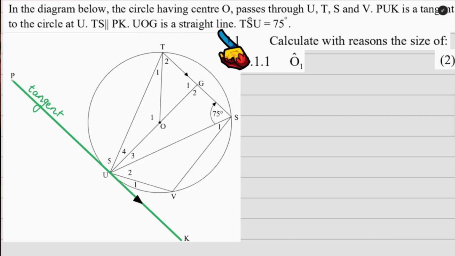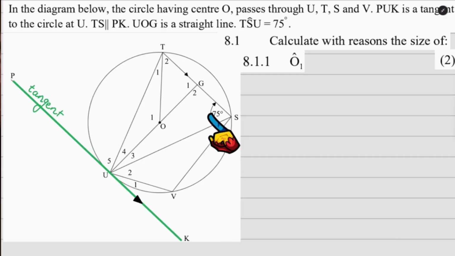That is a straight line. Cool, we do have eyes, so we can see that. And the angle TSU is 75 degrees. And firstly, we need to calculate with reasons the size of O1. So O1 is sitting over there, and the only thing I really know is that this is 75.